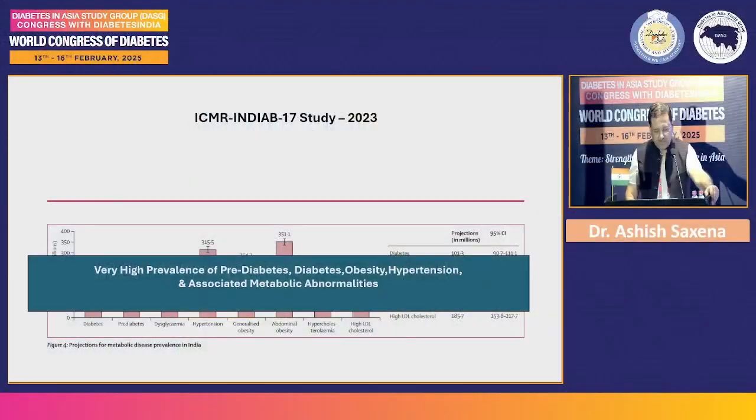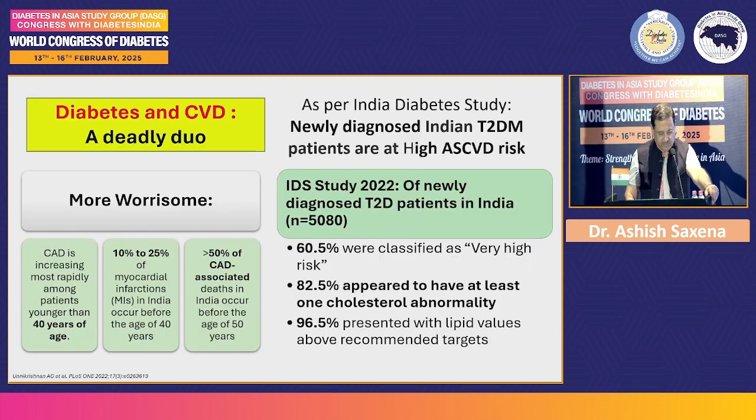it is increasingly prevalent, and CVD is the leading cause of death in diabetics. And apart from CVD, we have a high risk of renal disease and NAFLD in diabetics, further increasing the CVD risk. If you see the spectrum of patients with diabetes, the majority of them come with comorbidities. Data released from the ICMR in-depth study showed a very high prevalence of pre-diabetes, diabetes, and the associated metabolic abnormalities contributing to CVD in patients with diabetes.